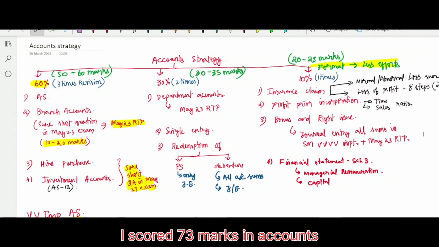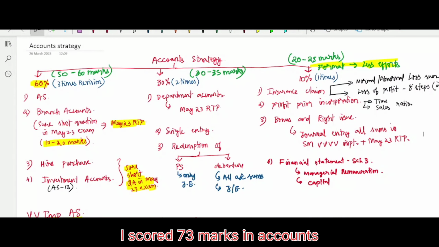This 10% category of chapters comes to nearly 20 to 25 marks, and it requires less effort since there is only a proper format. If you are able to remember the format, you will perform well in your examination. This is the simple logic behind the 10% category. That's why I have kept it in the 10% category, and I have given only one-time revision. If you see all these three chapters one time, you will perform well in your examination.